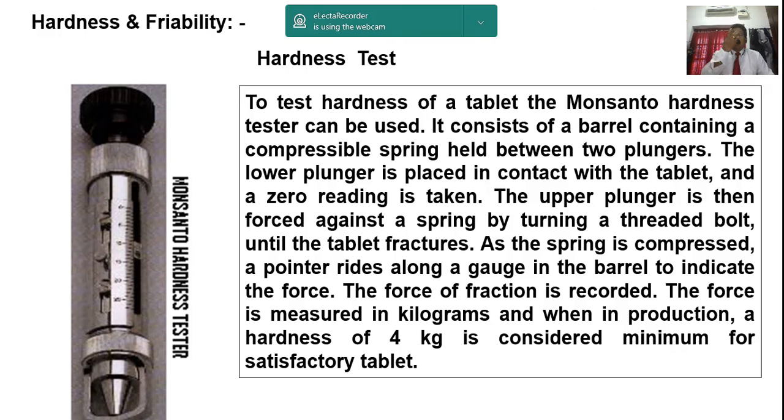A hardness of 4 kg is considered the minimum for satisfactory tablets. But there are many variations. Even 3 kg is acceptable for chewable tablets, which are kept softer. For sublingual and chewable tablets, it will be a little softer, and 3 kg is sufficient. But for sustained release, even 10, even up to 20 kg is possible. More than that, it will not disintegrate. So that is also possible.